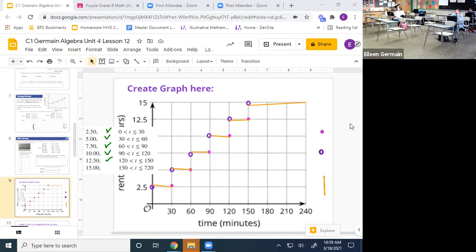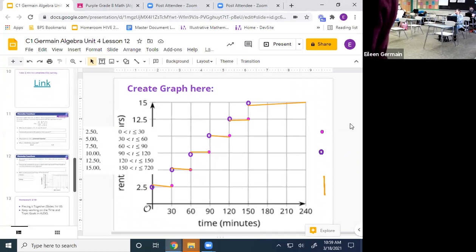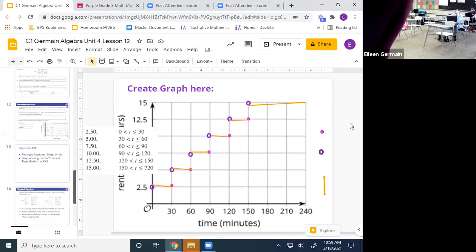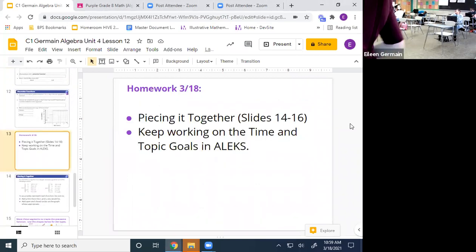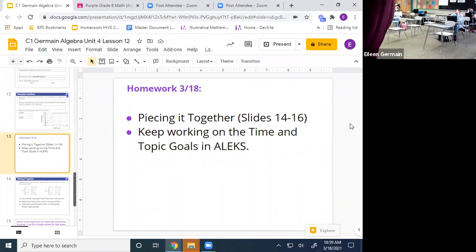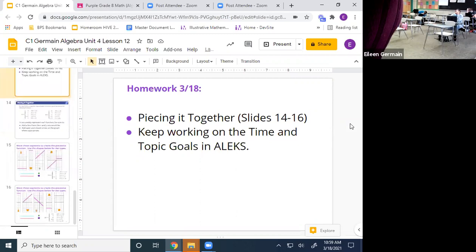We're going to finish up the last bit of this activity tomorrow. Your homework this evening, listen closely. I'm going to have you do that link in a second, but your homework for this evening is on slide number 13. We're going to work on the activity, Piecing It Together. Piecing It Together is on slides 14 to 16.